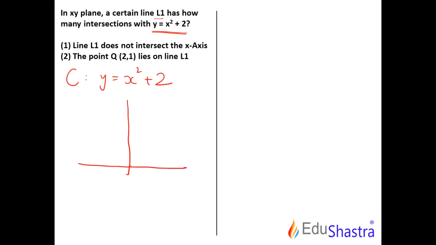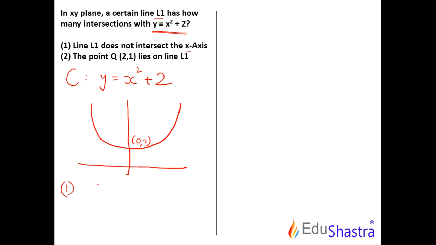y equals x square would pass through the origin. This is shifted 2 units upwards. So this is going to be having this shape. This point is 0, 2. This is the curve. Now we need to find how many intersections the line L1 has. The first statement is that line L1 does not intersect the x-axis.